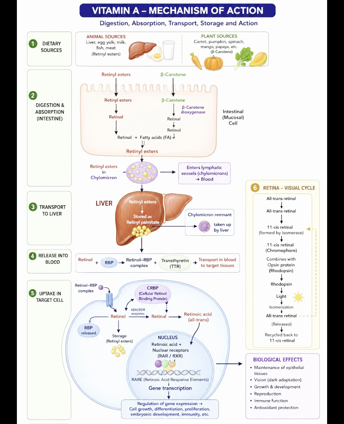Retinoid receptors play an important role in regulating cell proliferation and differentiation. It also inhibits keratinization and decreases sebum secretion. This is why retinoic acid is used therapeutically in treatment of promyelocytic leukemia and acne vulgaris. Next are the biochemical functions. So the main role of vitamin A is in vision.